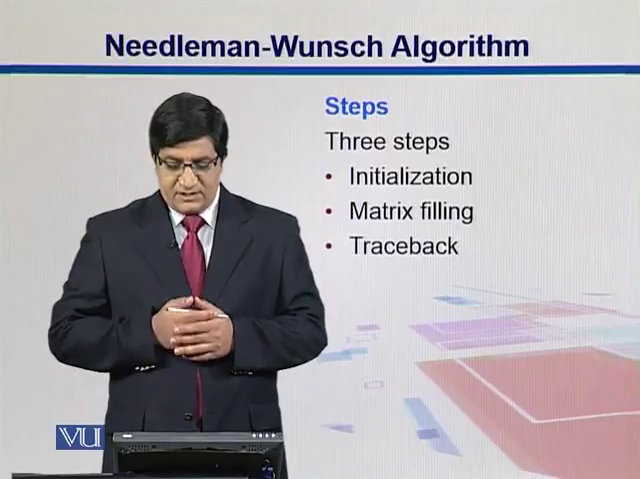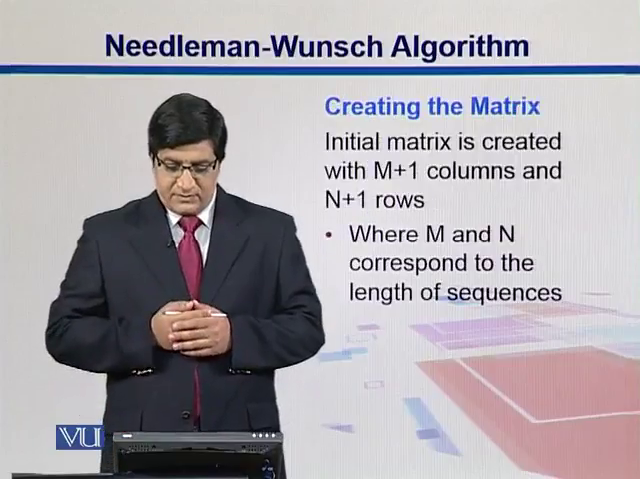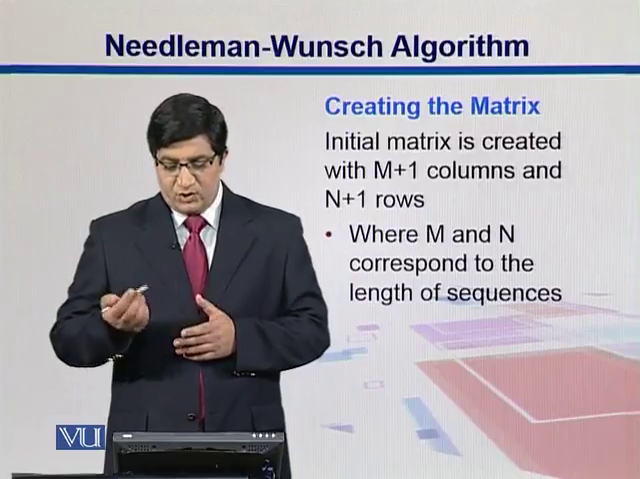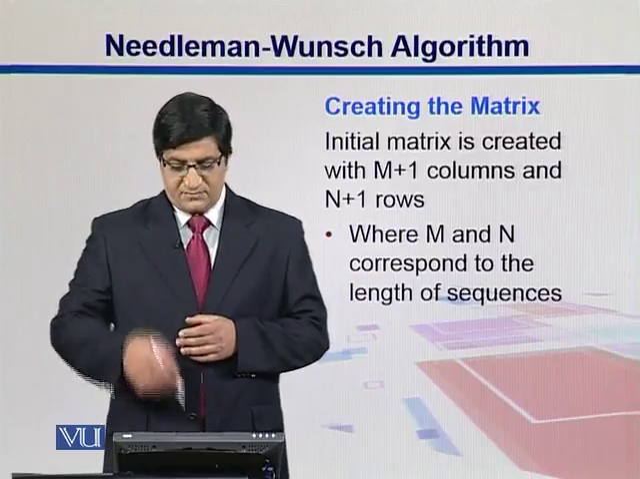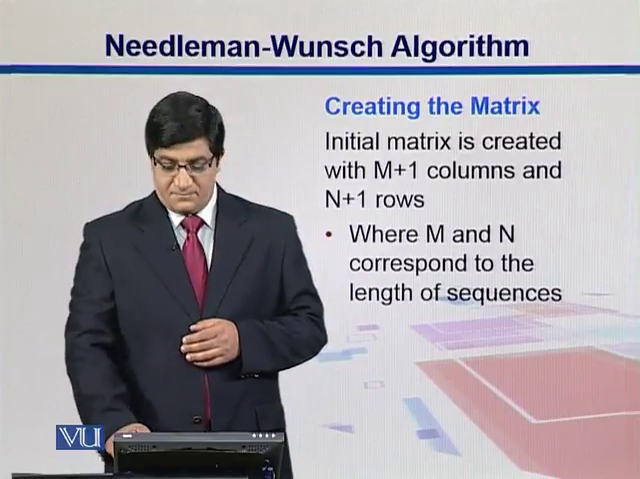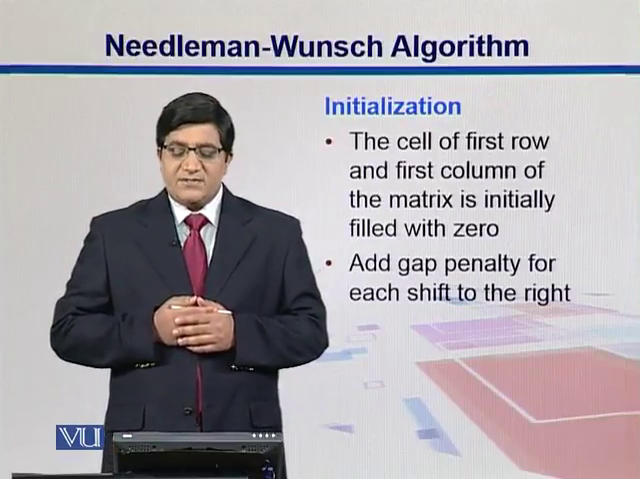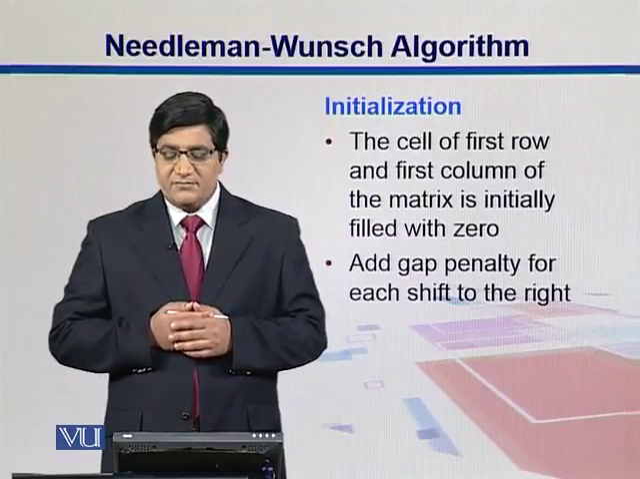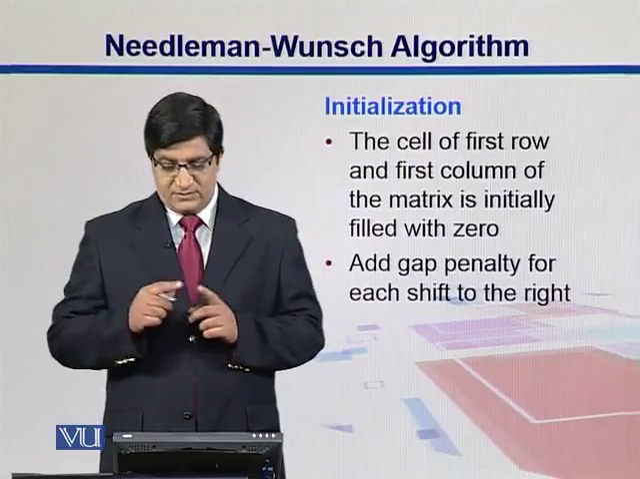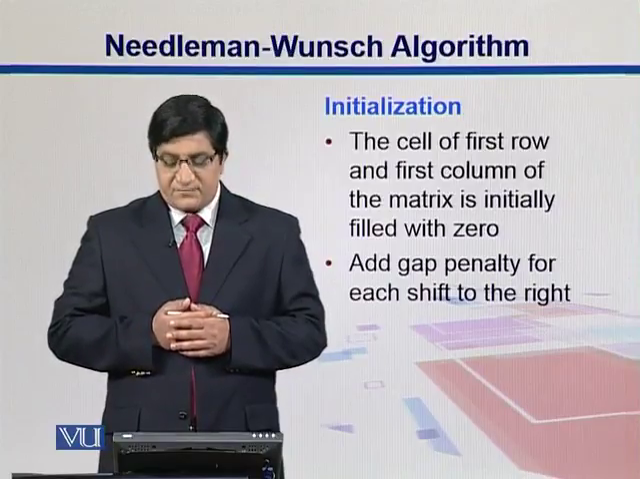There are 3 steps, as we have seen earlier: initialization, matrix filling, and traceback. We create an initial matrix with one more column and one more row, for initialization, where M and N are the lengths of our two sequences. In initialization, the cell of the first row and first column of the matrix is initially filled with 0. The first cell is where rows and columns intersect, and then we add a gap penalty for each shift to the right.